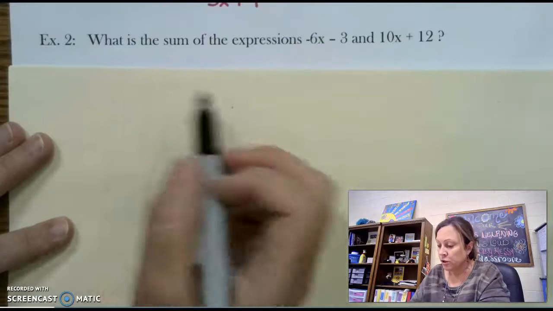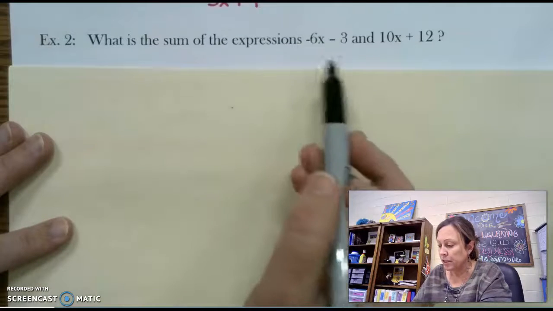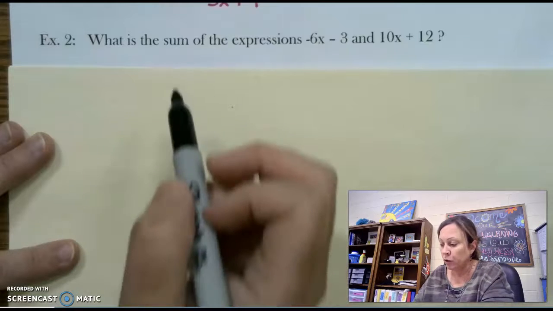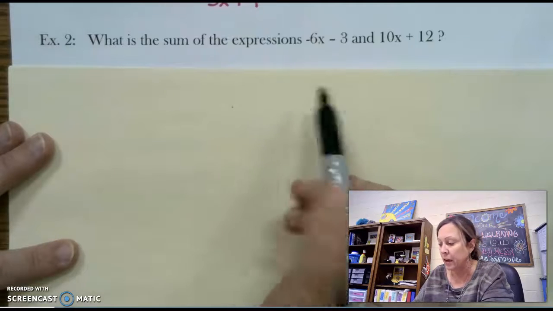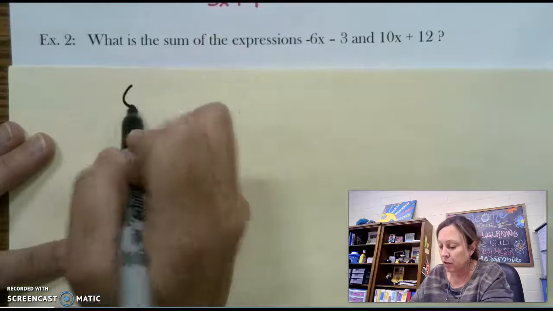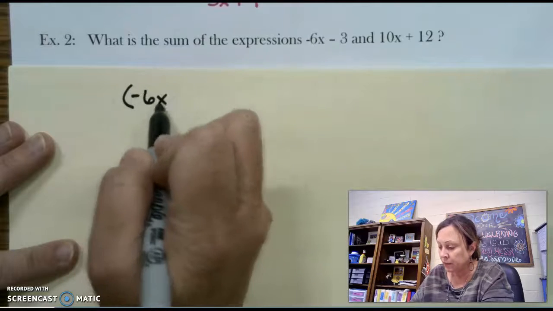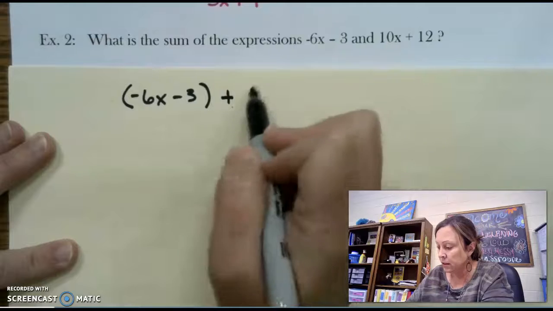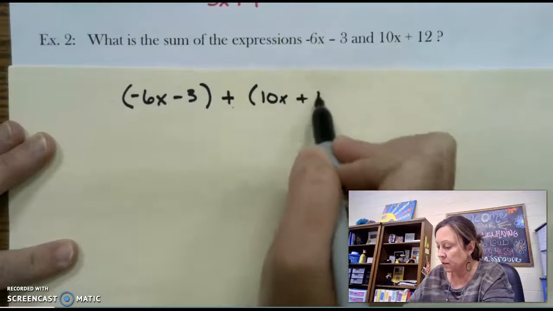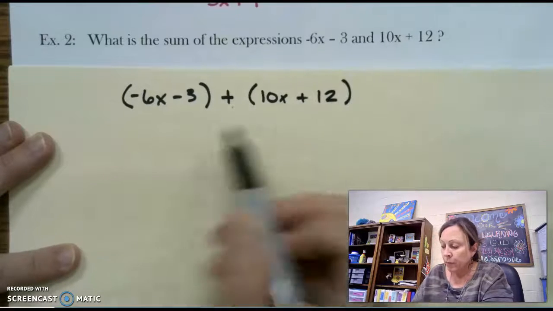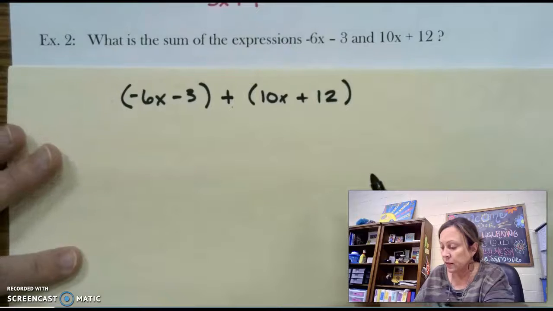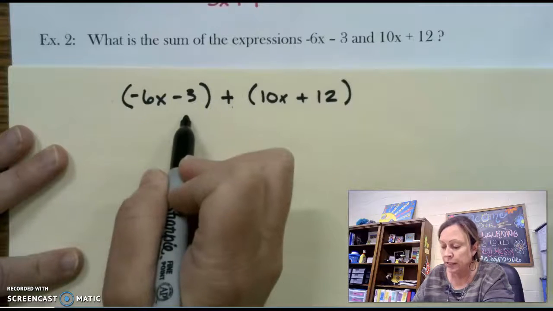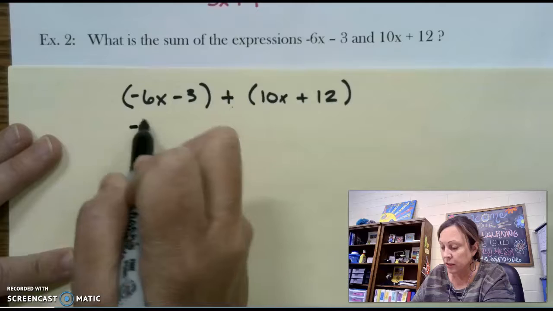The next question says, what is the sum of the expressions negative 6x minus 3 and 10x plus 12? Again, we're looking for the sum, so we're going to be adding these two groups of numbers. So we have negative 6x minus 3, one group, and 10x plus 12. Now, my goal is to get rid of these parentheses. So with the first one, there's nothing going on inside that I can combine, so I can just copy that down.